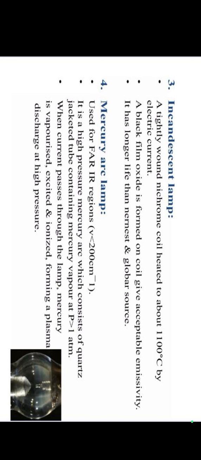Fourth source is the mercury arc lamp, used for the far IR region. It is a high pressure mercury arc which consists of a quartz jacketed tube containing mercury vapor at 1 atm. When current passes through the lamp, mercury is vaporized, excited and ionized, forming a plasma discharge at high pressure. This is the procedure for using the mercury arc lamp in IR spectroscopy. These are the sources we use in IR spectroscopy.